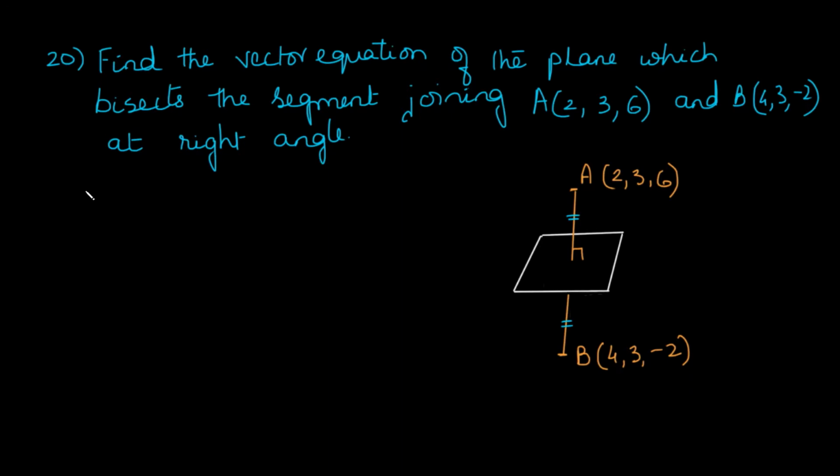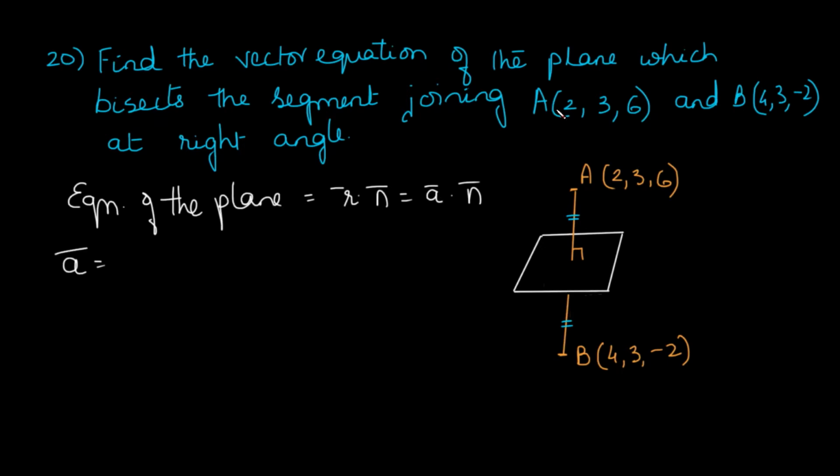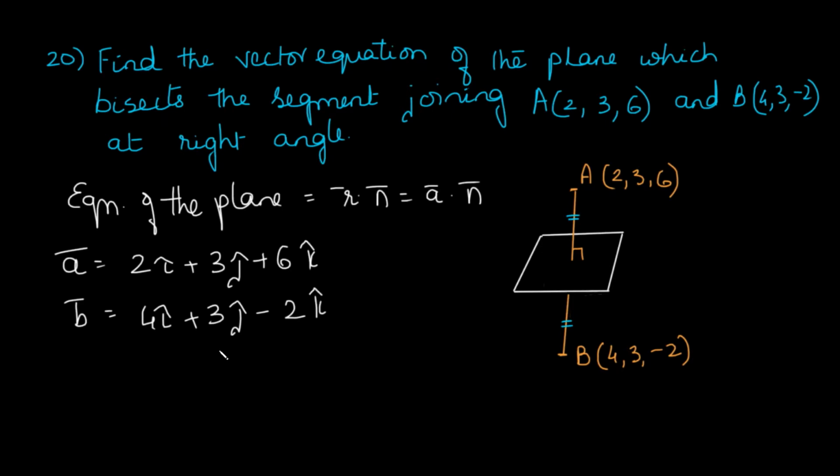So in this case, suppose we write the position vector of A as A bar. See, we require the equation of the plane this way. So the equation of the plane is going to be r dot n is equal to A dot n, where n is a normal to the plane and A is a point on the plane. Now the position vector of A, that is A bar, in this case is 2i plus 3j plus 6k, and the position vector of B, that is B bar, is 4i plus 3j minus 2k.